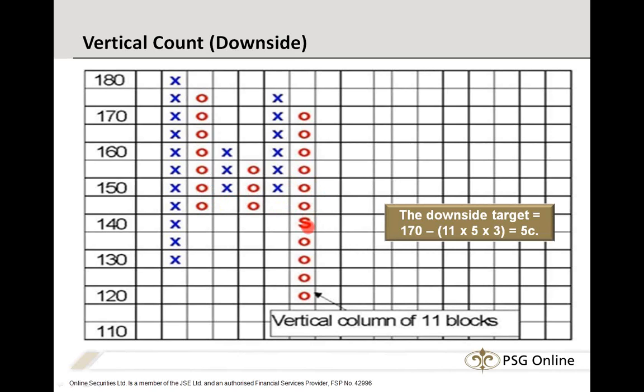There's our triple bottom. There's our sell. We go up. Count from there: 1, 2, 3, 4, 5, 6, 7, 8, 9, 10, 11. So 11 blocks. 11 times our box size, times our reversal, whatever that number is, we subtract it from the highest in our consolidation. And we got a target price of 5 cents. Doesn't sound realistic when you're sitting at 120, you're going to 5 cents.